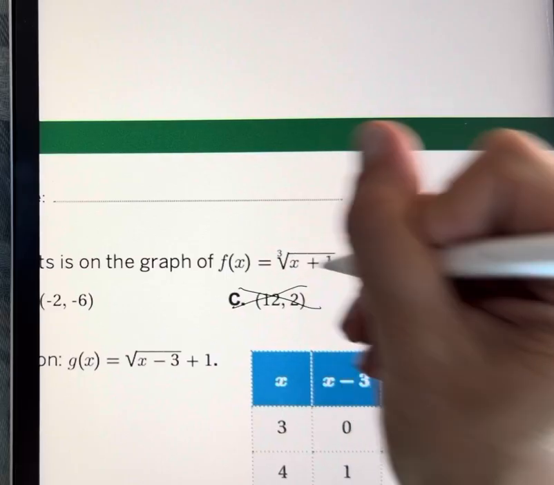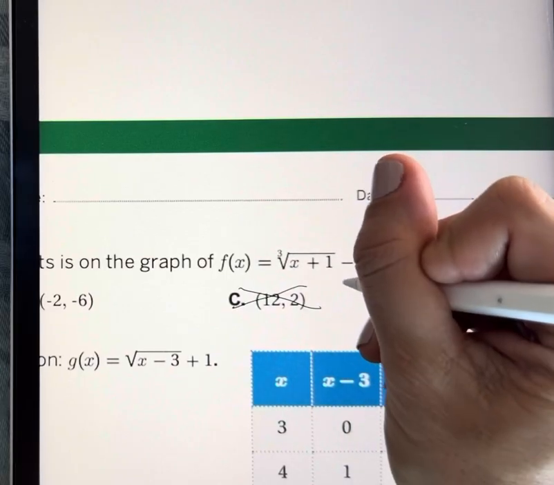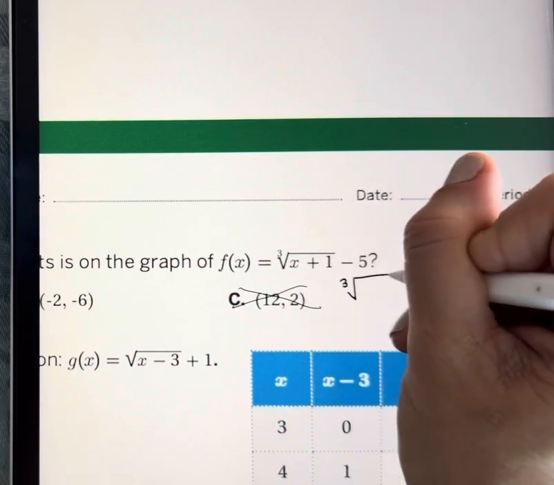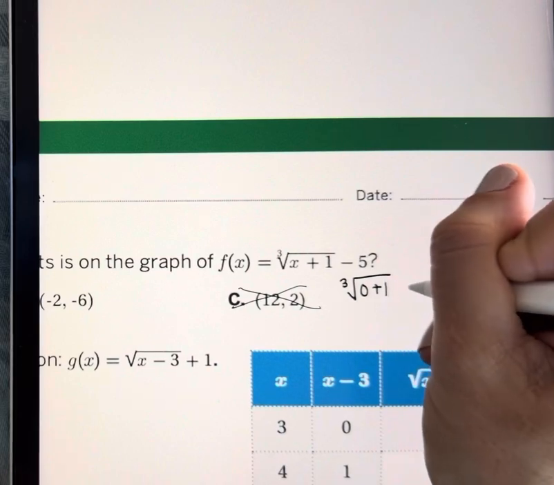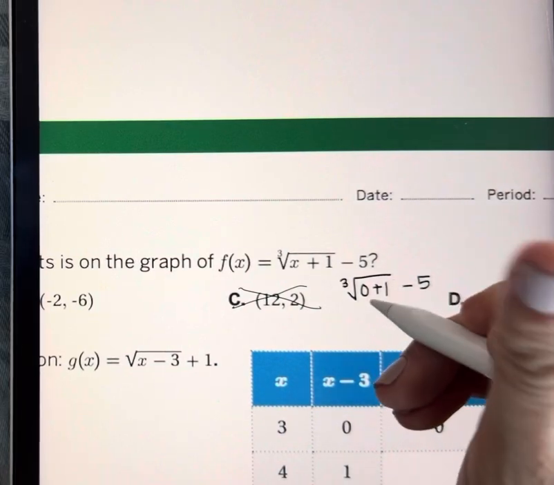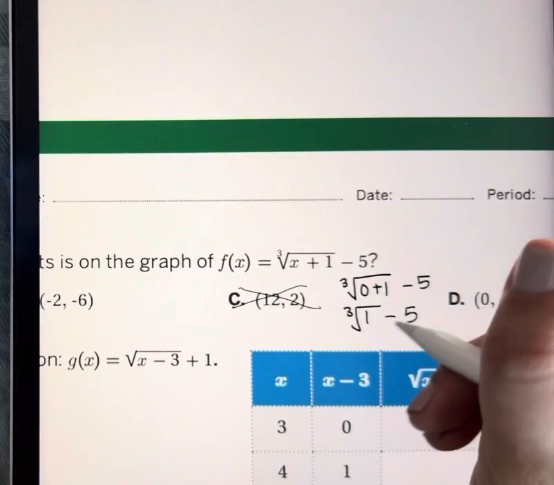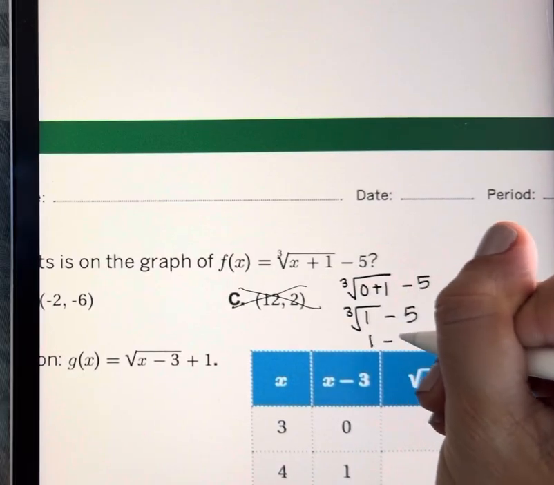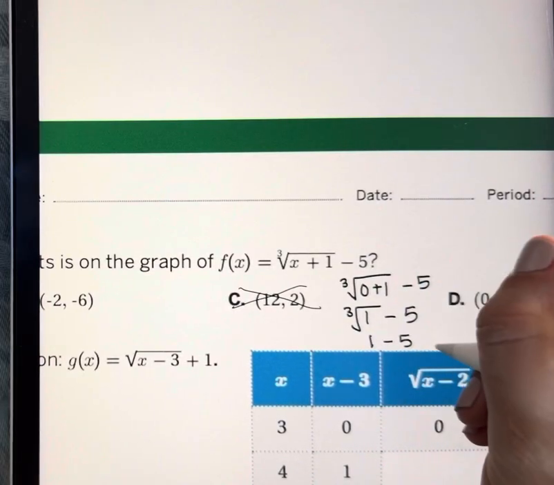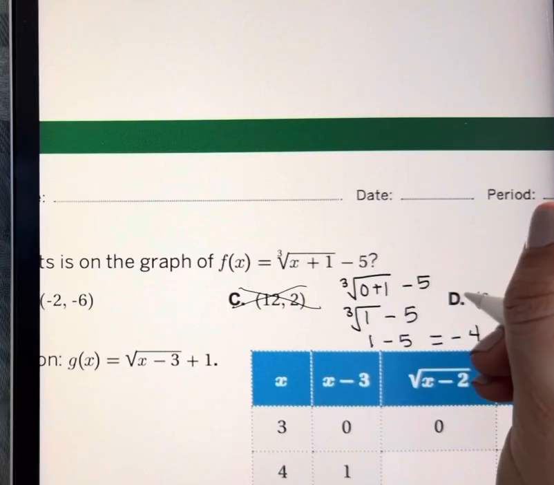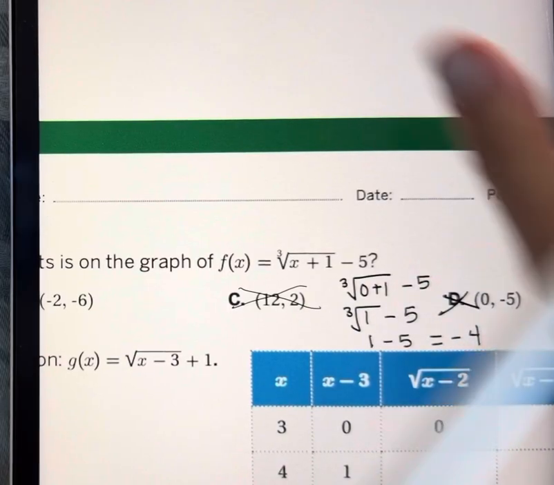This 0 plugged in for x here means that we have the cube root of 0 plus 1, and then minus 5. And 0 plus 1 is 1, and the cube root of 1 is 1. And 1 minus 5 is not negative 5, it's negative 4. So that one's also out.